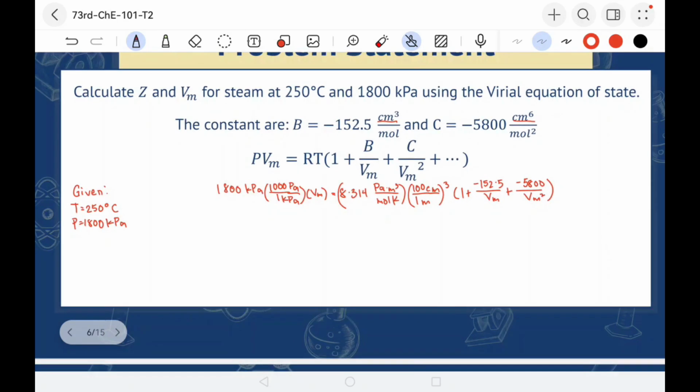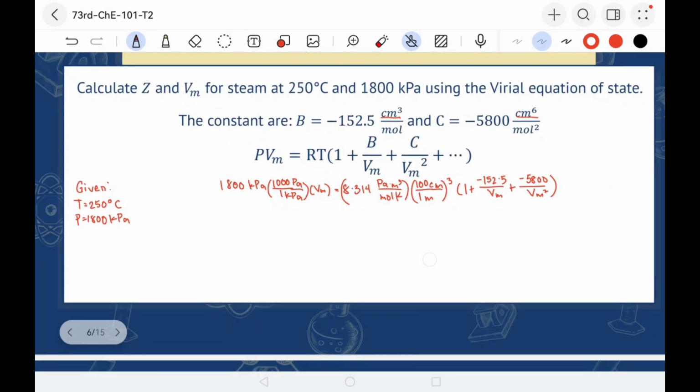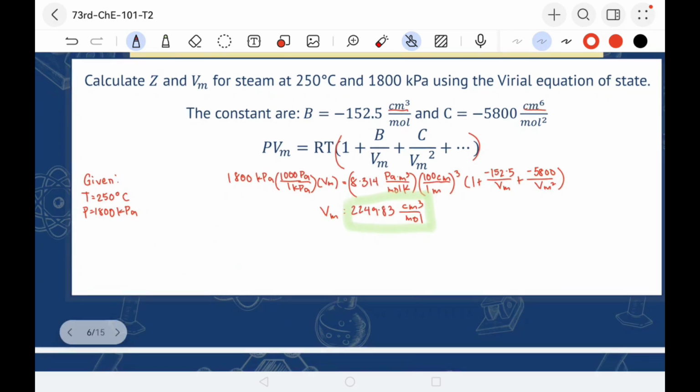Now we may use the shift solve function of our calculators to get Vm equals 2249.83 centimeters cubed per mole. That would be our final answer for Vm. To solve for the value of Z, we have a lot of different approaches. One approach is to use the terms in the parentheses as this is equal to Z.